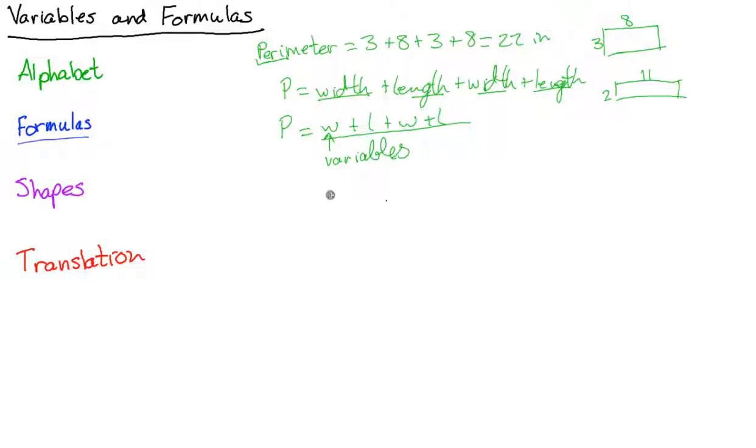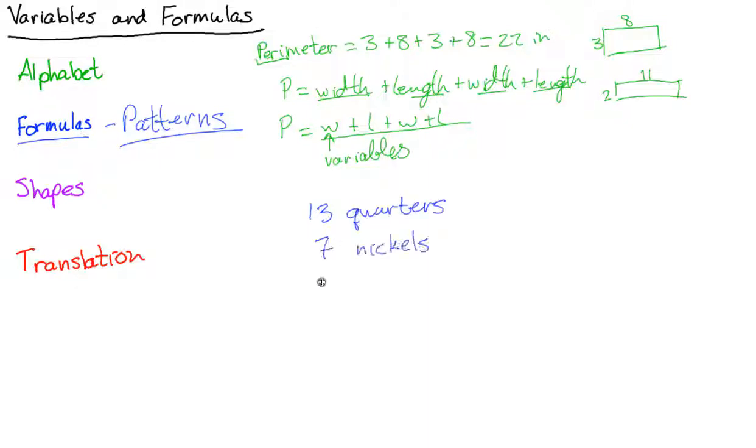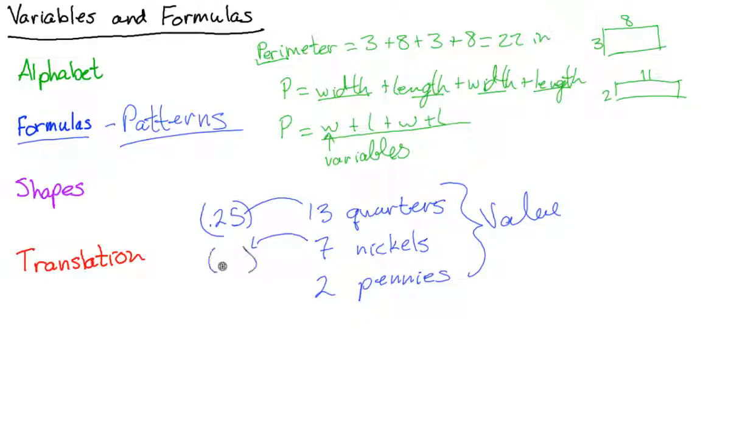Formulas. You know how cool formulas are? Formulas are the patterns, better write that down, they are the patterns by which we solve these different problems. As an example, let's say I had 13 quarters, 7 nickels, and 2 pennies, and I wanted to find the total value. Well, we'd take 13 times 0.25, 25 cents. We would take 7 times 0.05. And we would take 2 times 0.01, 1 cent.